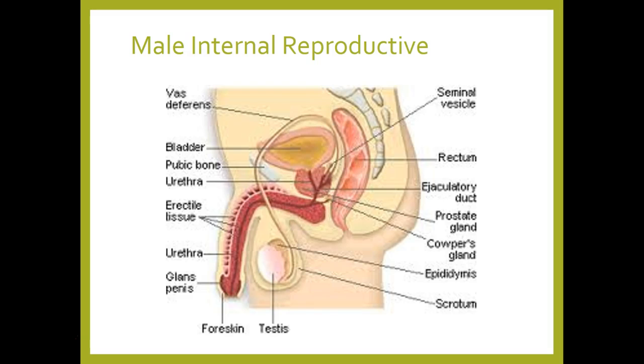Here's a slide that shows you the male internal reproductive system, just to go over that so that you know the different types of the male internal reproductive system. But we don't go into a lot of hormones related to the male.